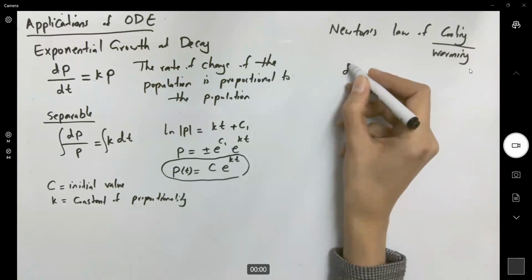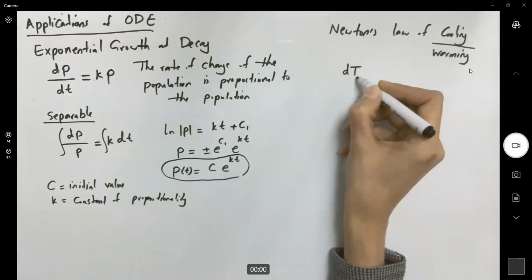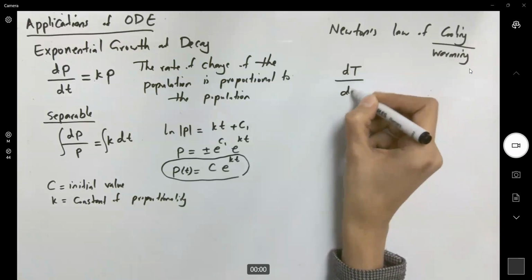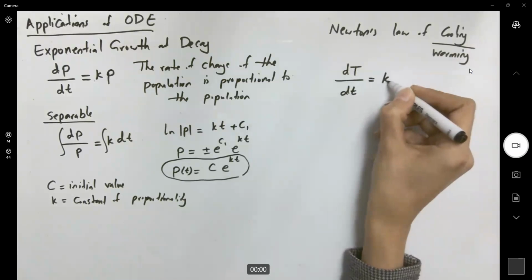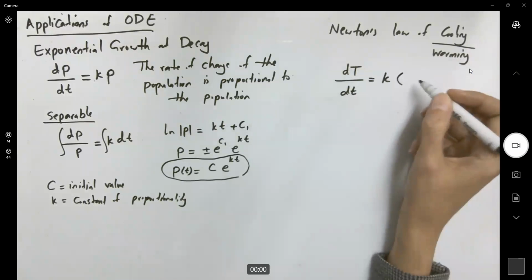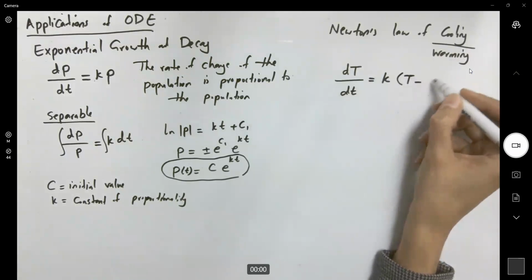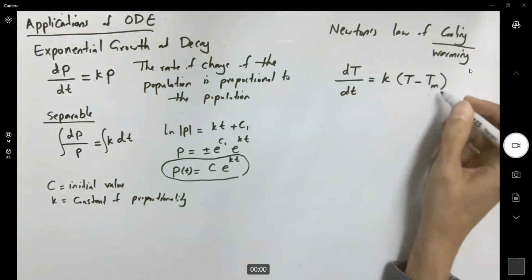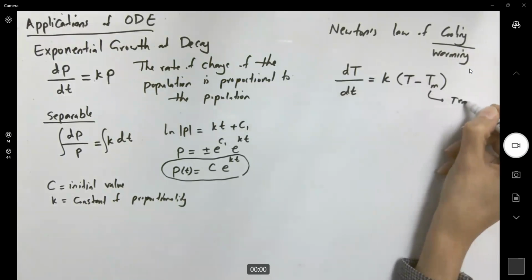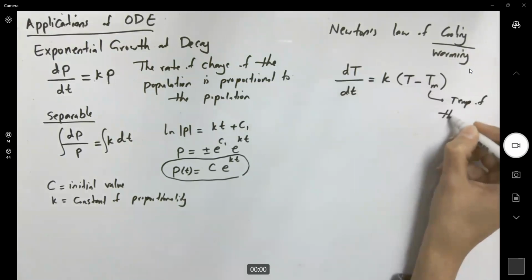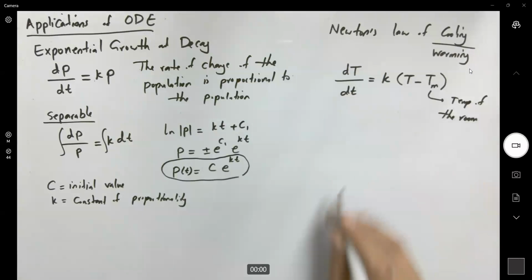If we have the temperature, the rate of change of the temperature with respect to time is proportional to, well, here you have the temperature minus the temperature of the environment. For example, you can denote it by T sub m. So this is the temperature of the room or the environment that you have.